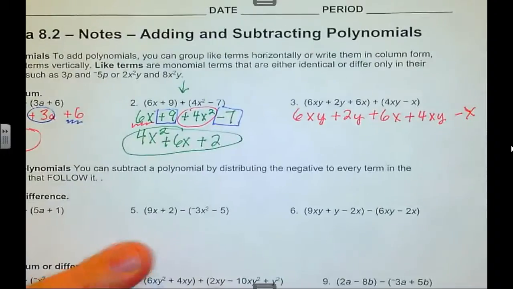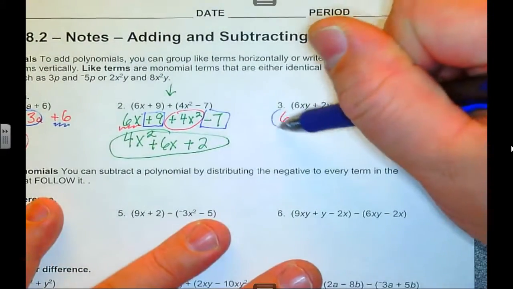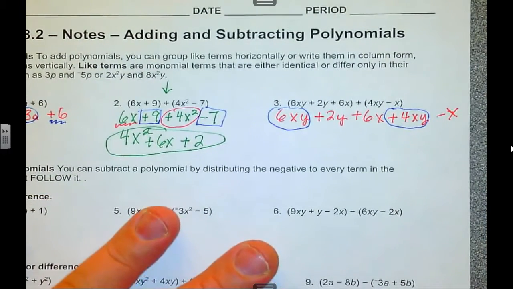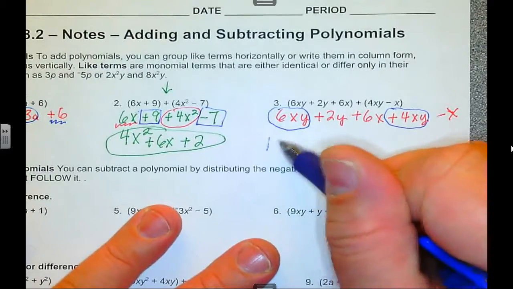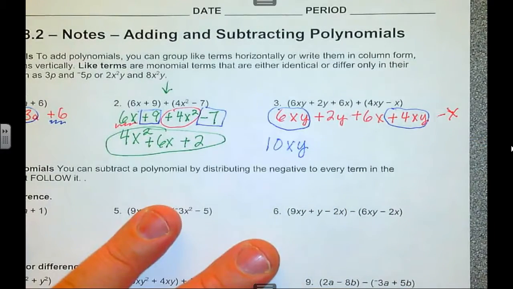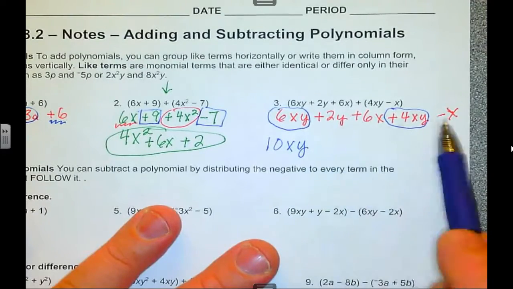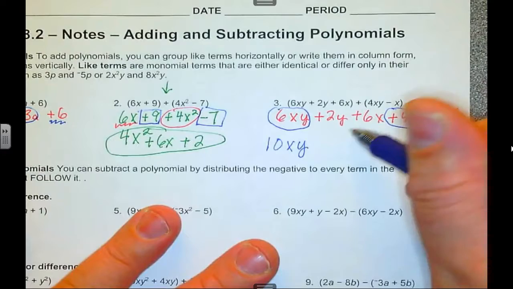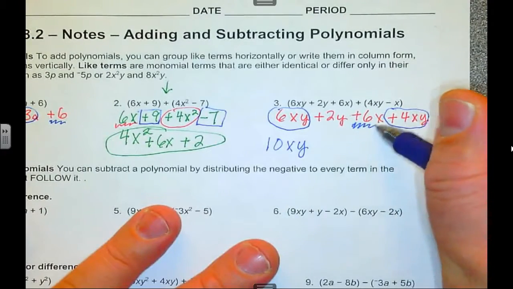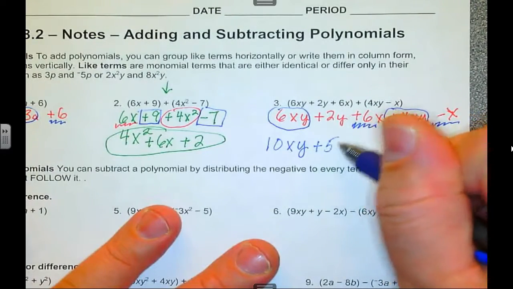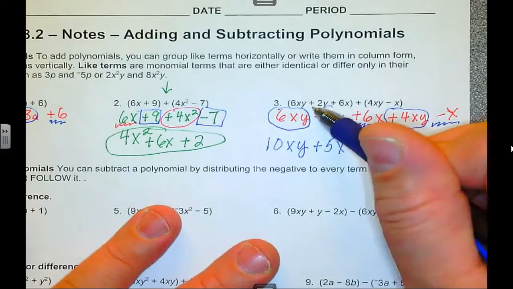Okay. See, I got a plus 6xy and a plus 4xy. That's going to be my first term, 10xy. Doesn't matter which one you put next, the x's or the y's. I'm going to put my x's next. I have a plus 6x and a minus 1x. Good. And then I have this 2y.